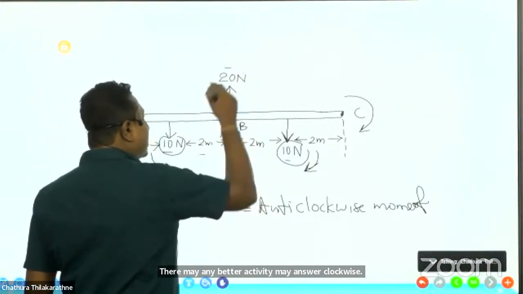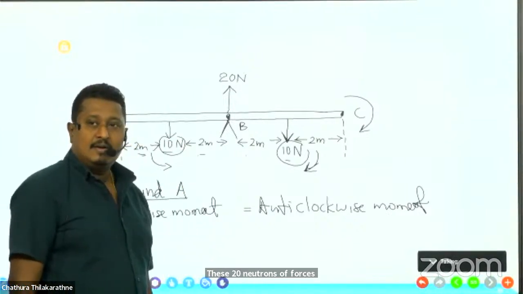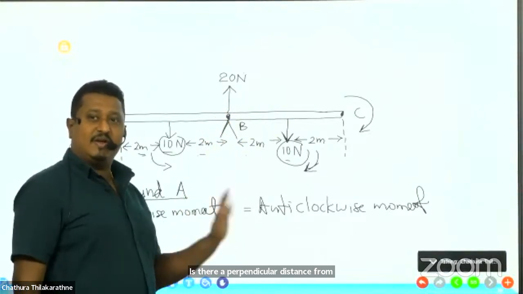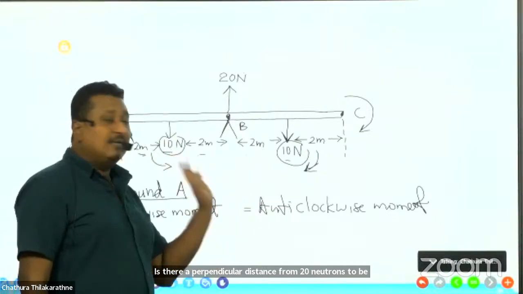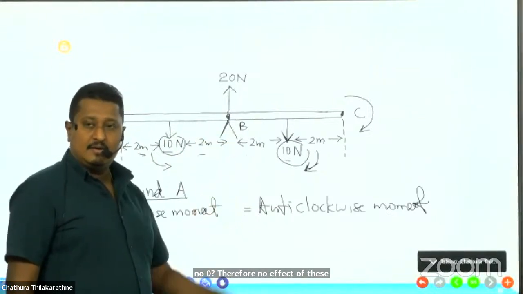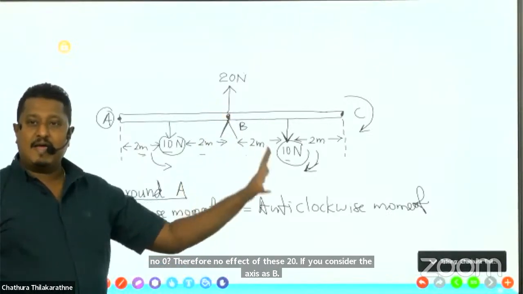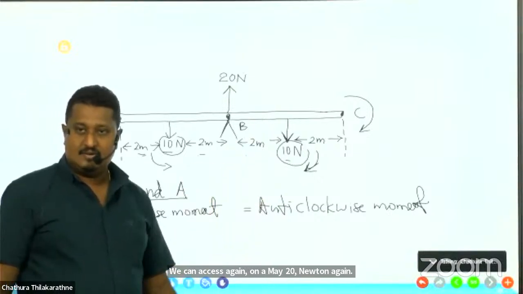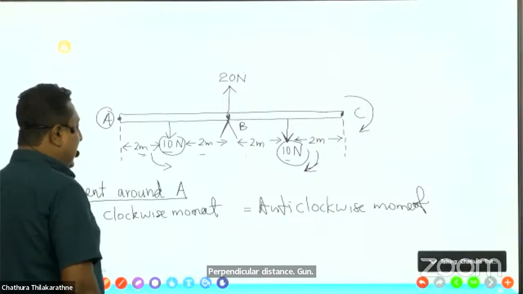This 20 newtons of force is directly on B. Is there a perpendicular distance from 20 newtons to B? No, 0. Therefore, no effect of these 20 newtons of force if you consider the axis as B. You can't take a perpendicular distance. Then you will have only two forces, anti-clockwise and clockwise.